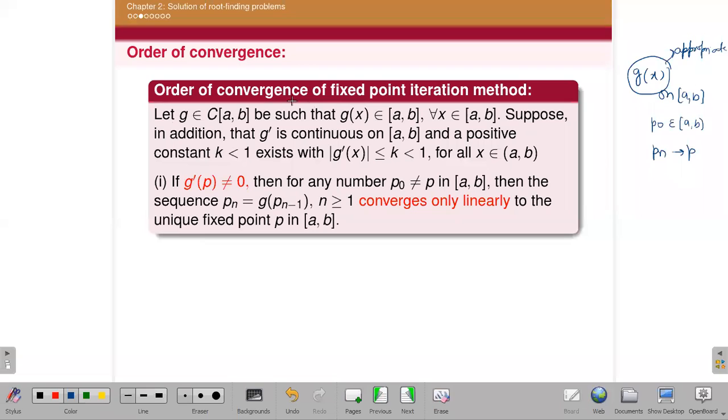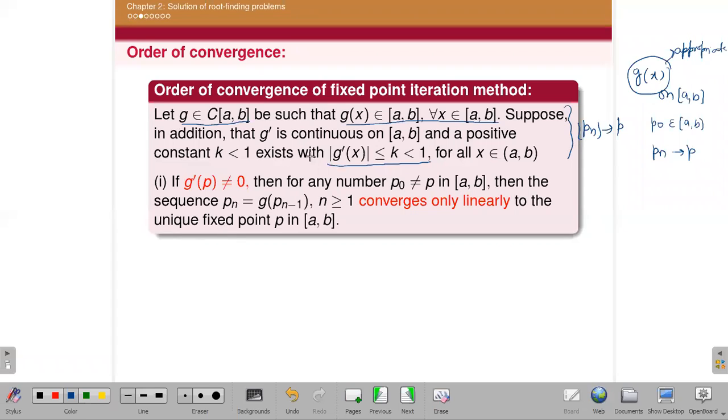So here also we take the same condition that g of x is a continuous function on ab. g maps into itself, that we have already taken in the fixed point iteration. And in addition, g dash is continuous, and a positive number k less than 1 exists such that this will hold for all x belongs to ab. This is also the third condition for the convergence, that you all know. If these three conditions are satisfied by any g of x, then the sequence generated by this g of x is guaranteed to converge.